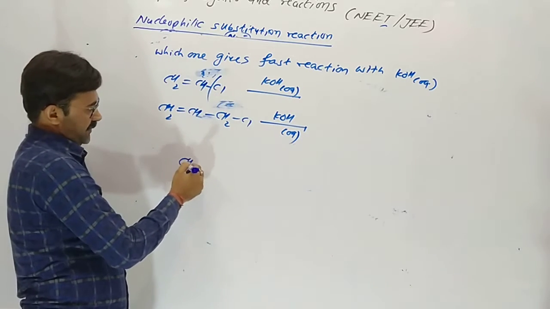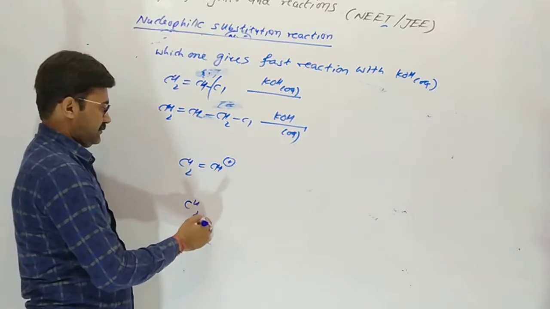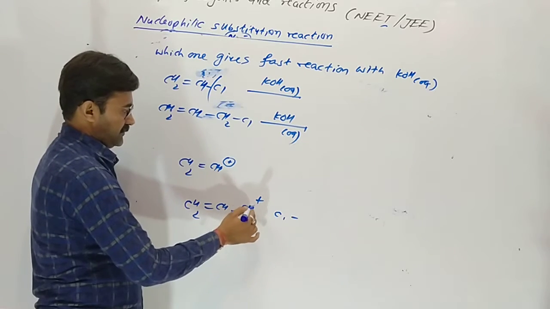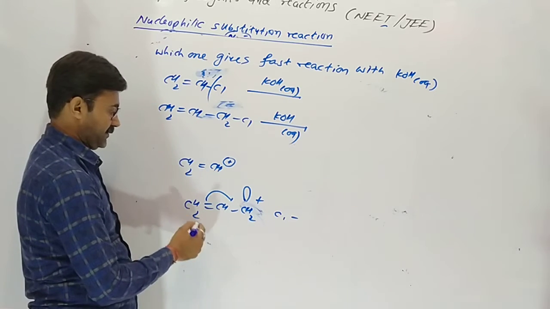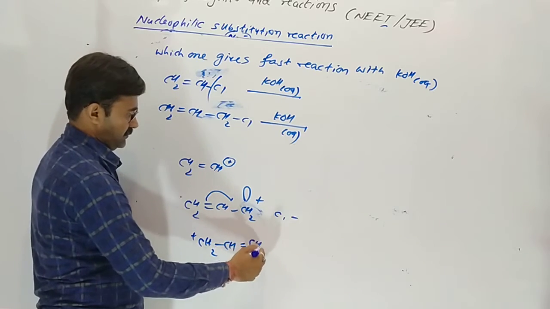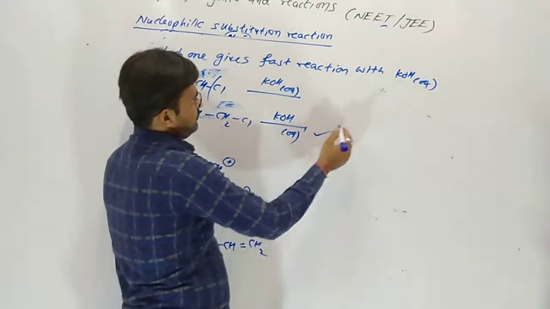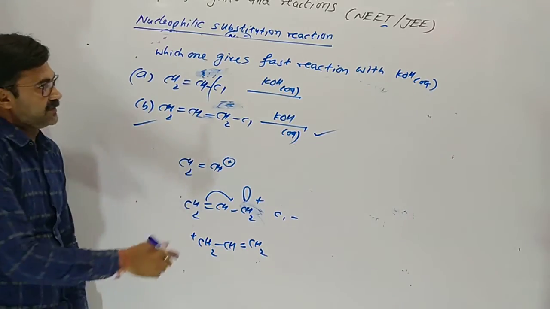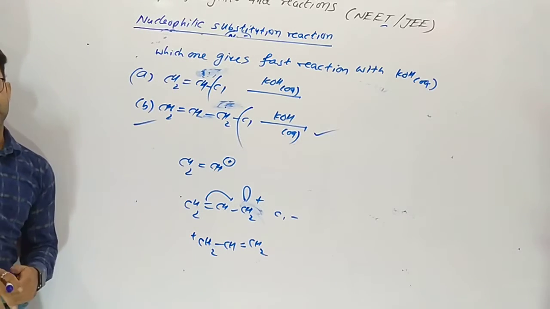After removal of chloride, this carbon is highly unstable. But here, after removal of chloride, there is a resonating structure. These 2 electrons move here, and this becomes positive. Due to the resonating structure, B gives a fast reaction. After removal of halogen, our carbon should be more stable, so it gives a fast reaction.